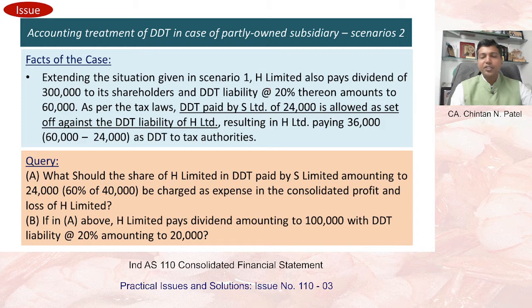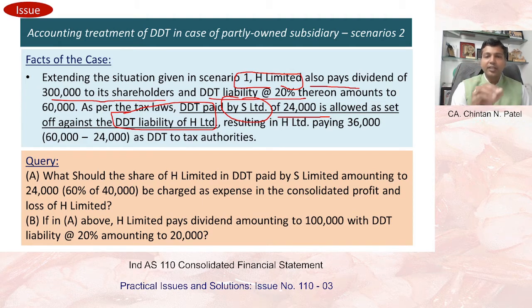Here, H Limited also pays a dividend of rupees 3 lakh to its shareholders, and the DDT liability of 20% thereon amounts to 60,000 rupees. As per the tax laws, the DDT paid by S Limited of rupees 24,000 is allowed to be set off against the DDT liability of H Limited. So in the first scenario, which we discussed, we took the view that the amount of DDT payable because of the H Limited dividend is nothing but the expenditure of the consolidated group.